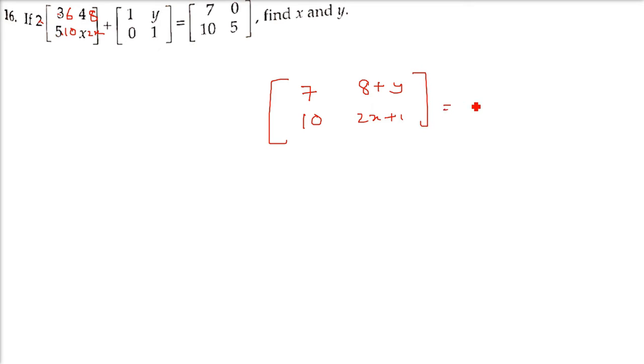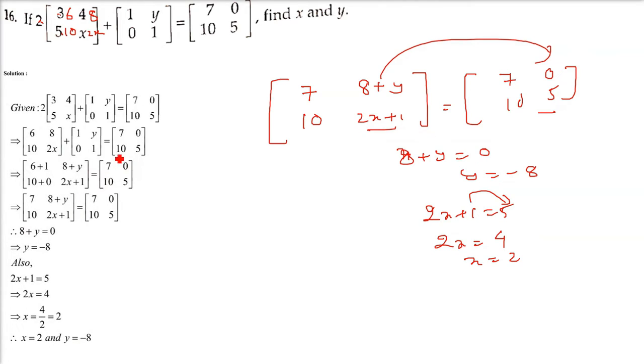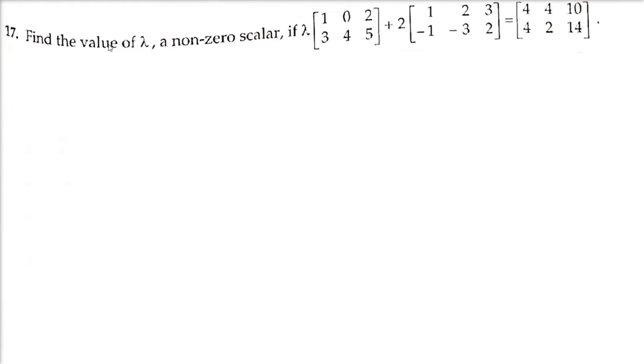This is equal to 7, 10 and 0 and 5. Okay, equate it. 7 is already 7. 8 plus y is 0. So you get y equals negative of 8. 2x plus 1 is equal to 5. So 2x will be 5 minus 1, that is 4. So x will be equal to 4 by 2, that is 2. This is how you get the value of x and y. So this is how you have to write actually. Okay, I am just giving you hints, logic, reasoning.